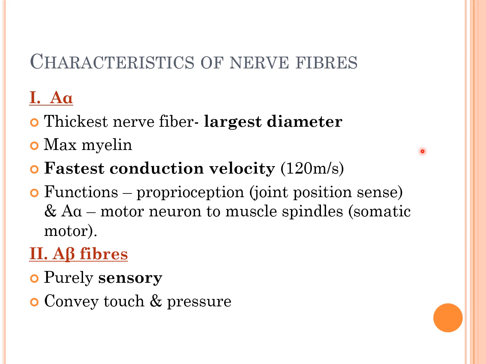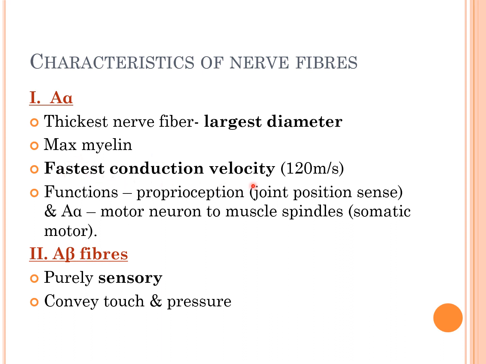Type A is again subdivided into A alpha, A beta, A gamma and A delta fibers. A alpha has the largest diameter, 12 to 20 micrometers, and it is the maximum myelinated nerve fiber. I told you, A and B fibers are myelinated nerve fibers. Type C is the unmyelinated fiber.